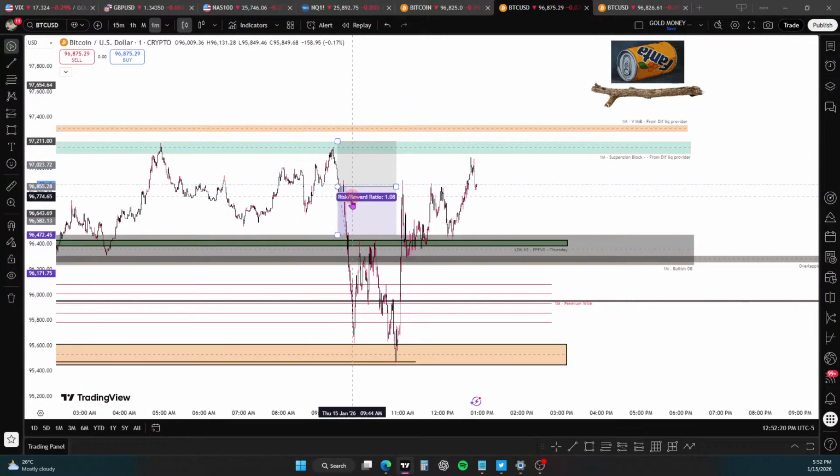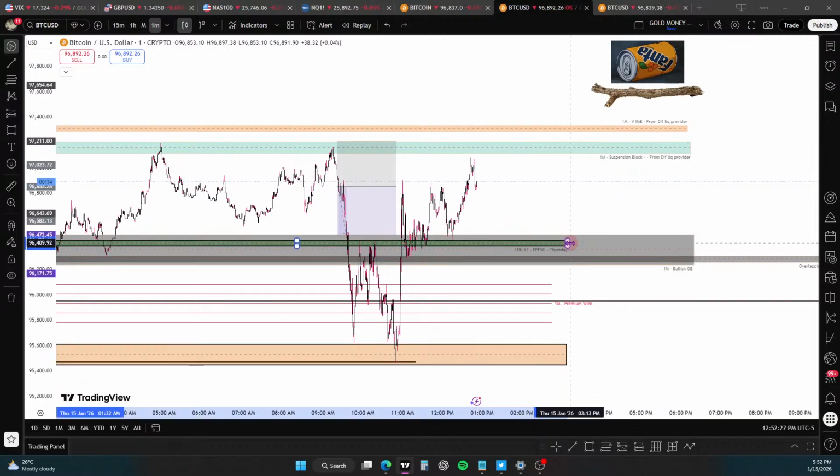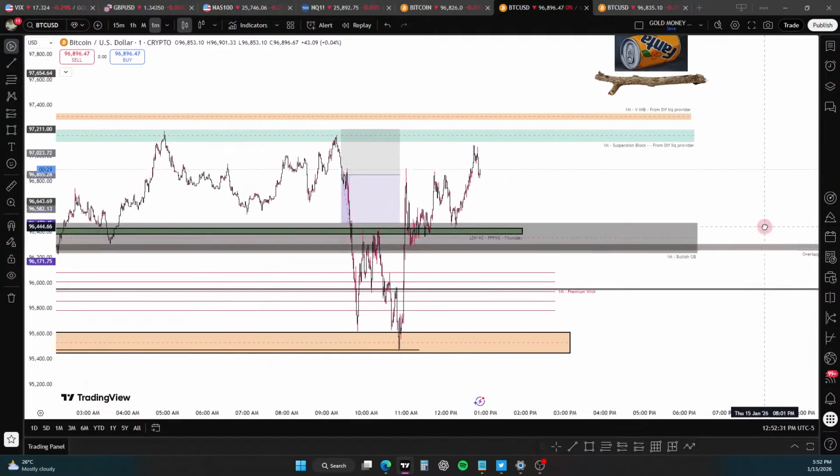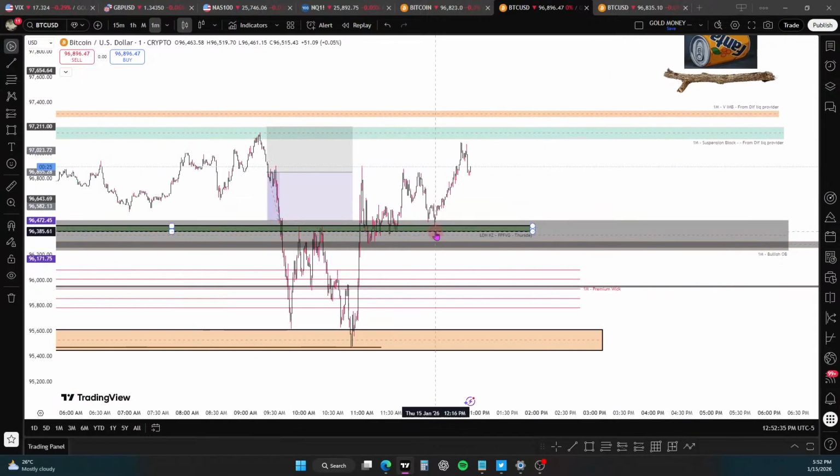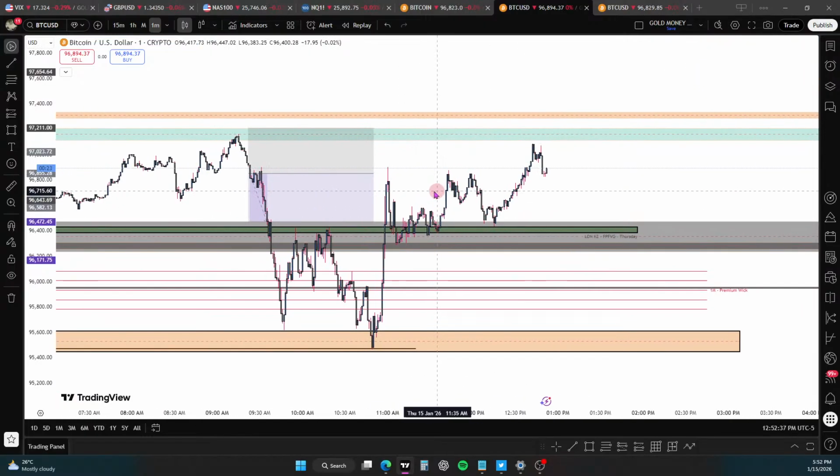So that is an entry that I'll probably take because I'm liking this level here. And it also is overlapping this. And there's overlapping FVGs inside of this area, this bullish order block. So that would be my 1-to-1 trade, and I might just only take that for the day.